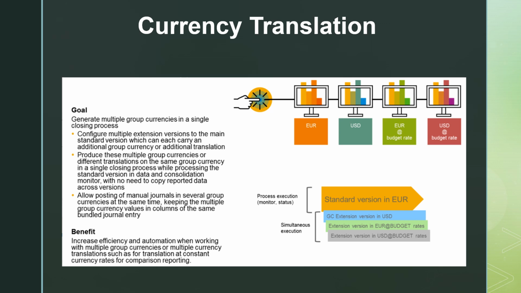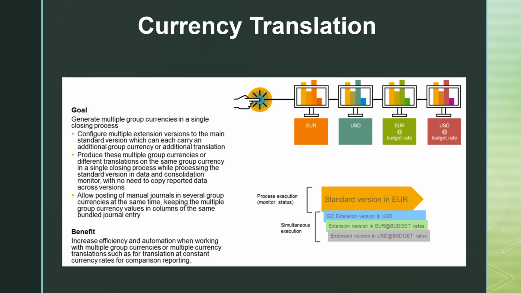The reference version defines the base version. The standard version drives the process, task execution, task status, and task logs. The standard versions and the related group currency extension versions can use different exchange rates or currency translation methods. When the local currency of the consolidation unit is the same as the group currency of a GC extension version, the local currency values are copied to the group currency values in this version by executing the currency translation task.